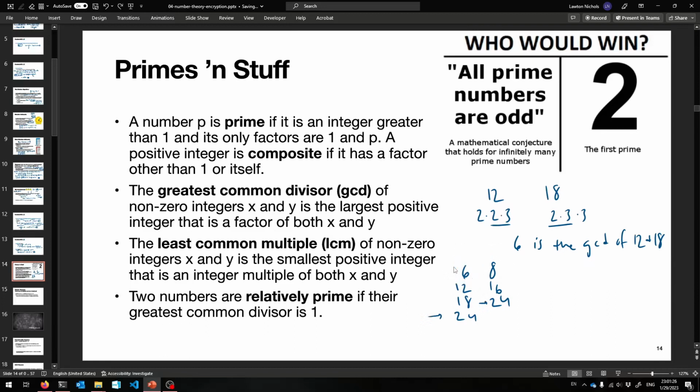All right? So that, therefore, means that 24 is the least common multiple. That's how you find it. It's the LCM of 6 and 8. It's the smallest thing that is a multiple of both. Okay? I hope that makes enough sense.